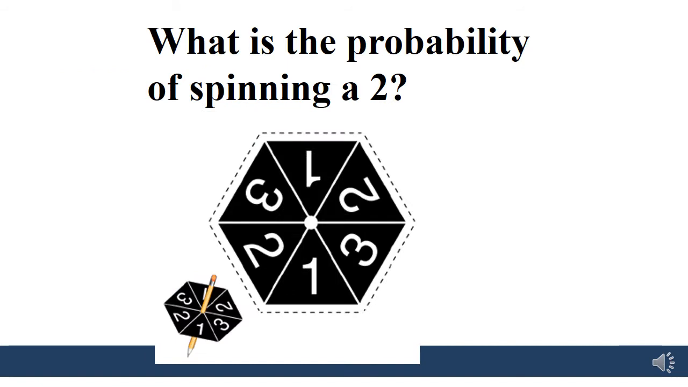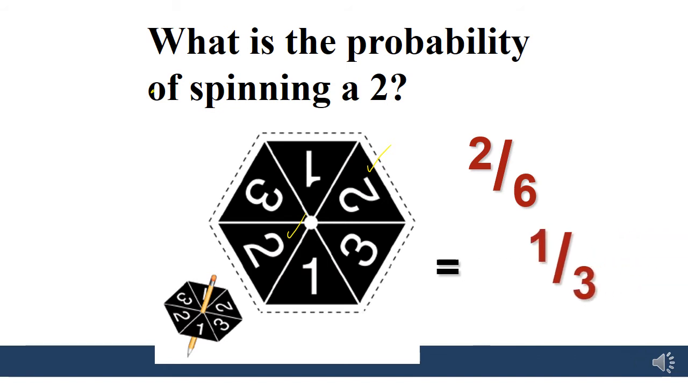Another example, here's a spinner. Maybe you've seen this where you put the spinner on a pin. What's the probability of spinning a 2? Well, if we look here, we have 2 twos out of 6 total outcomes. So 2 out of 6 simplifies to 1 over 3.